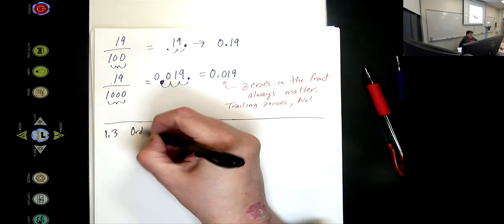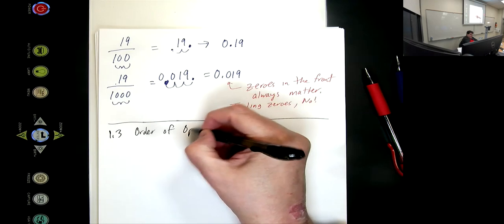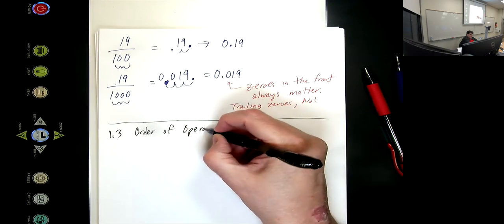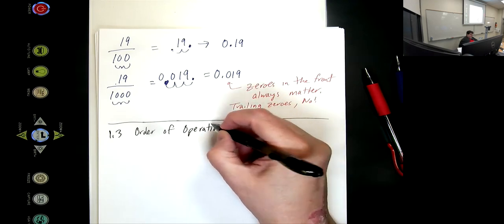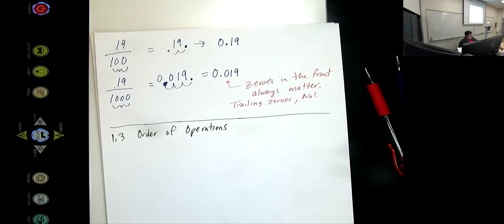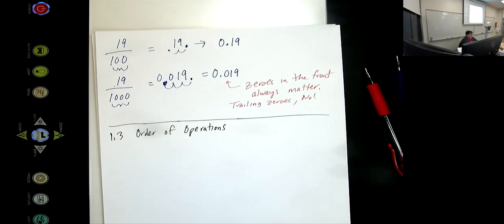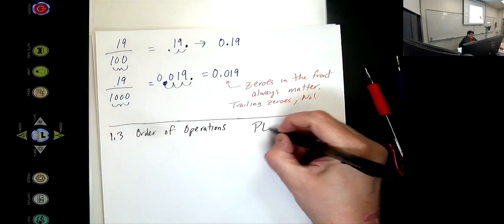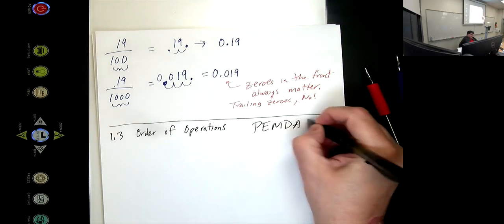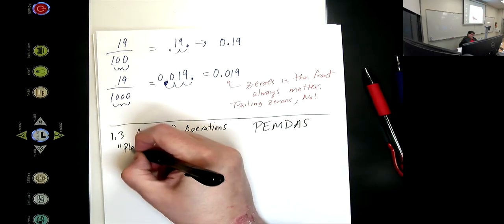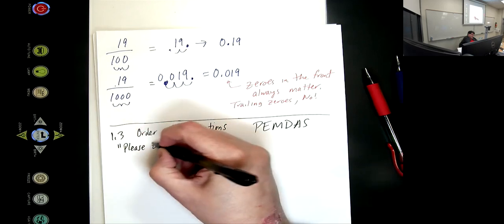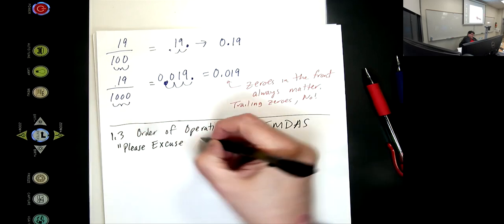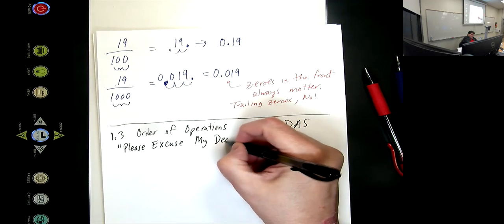What do you call it? Please excuse my dumb acting students, or please excuse my dear Aunt Sally. Well, I was about to go over that. None of those, it's close. Order of operations, you call it PEMDAS. What the book teaches you, and I think is completely stupid, is please excuse my dear Aunt Sally.